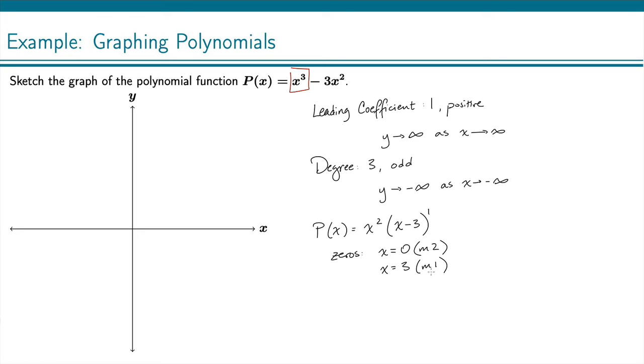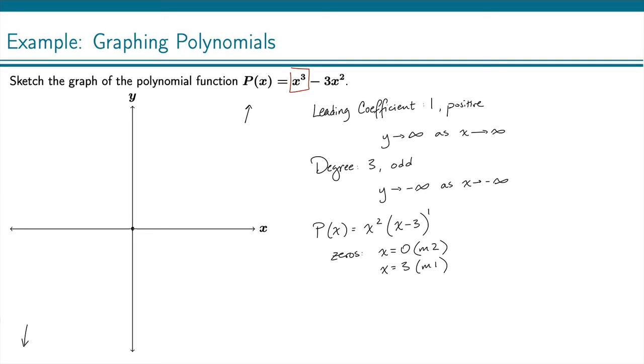Then we draw our end behavior. Here on the right side, we're going up, so we're going to have an arrow going up over here on the right. And on the left side we're going down, so we've got an arrow coming down here.